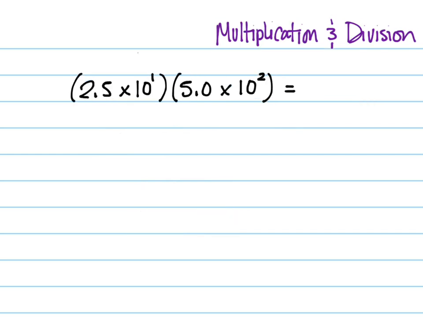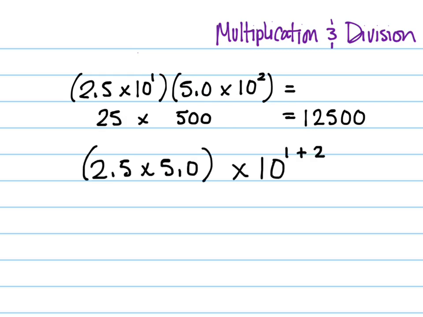Let's do one that looks really simple on the face of it. 2.5 times 10 to the 1st times 5 times 10 to the 2nd. Remember that we're really multiplying 25 by 500 here. So we're going to get 12,500, but assuming we didn't know that, we would take our coefficients, multiply them, multiply the whole thing by our power of 10, adding our exponents because we're multiplying, and we get a raw answer of 12.5 times 10 to the 3rd. We're done, right?